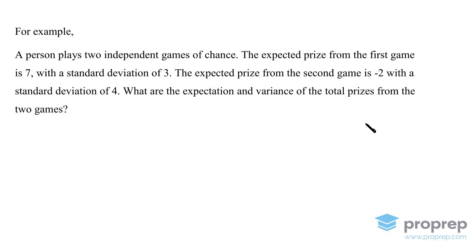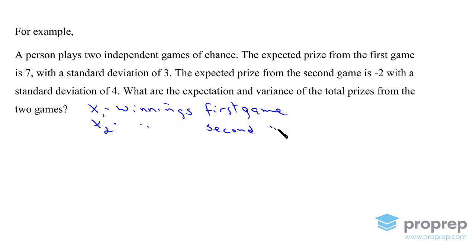Well, let's first write down our data. Let's define X1 as our winnings from the first game, and X2 would be our winnings from the second game. Okay, so we know that the expectation of our winnings for the first game is 7, and the standard deviation is 3.